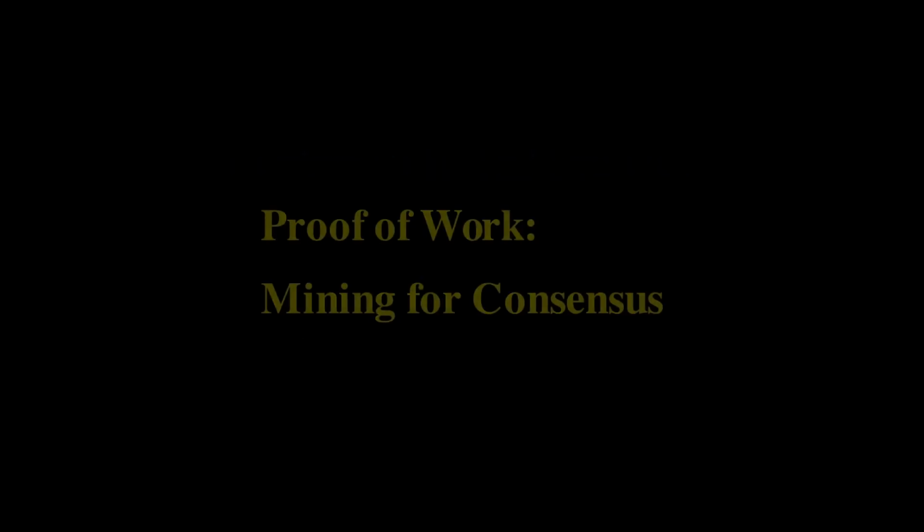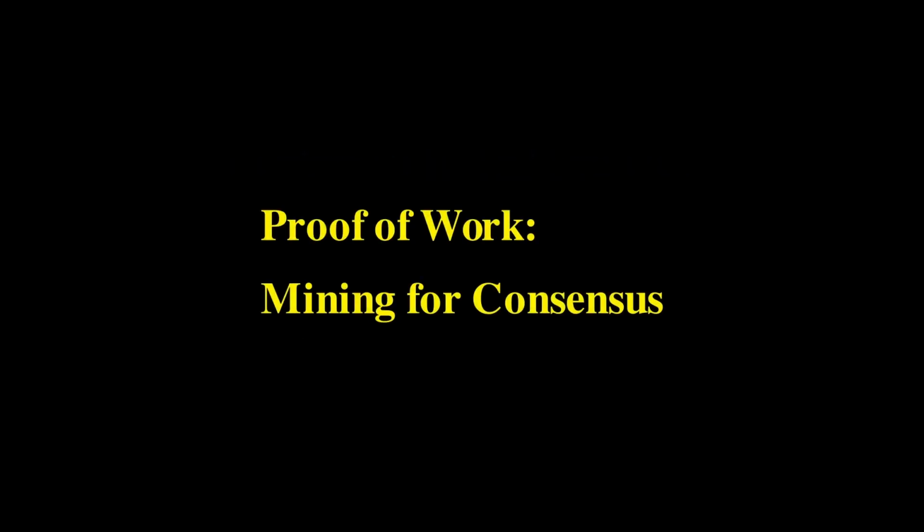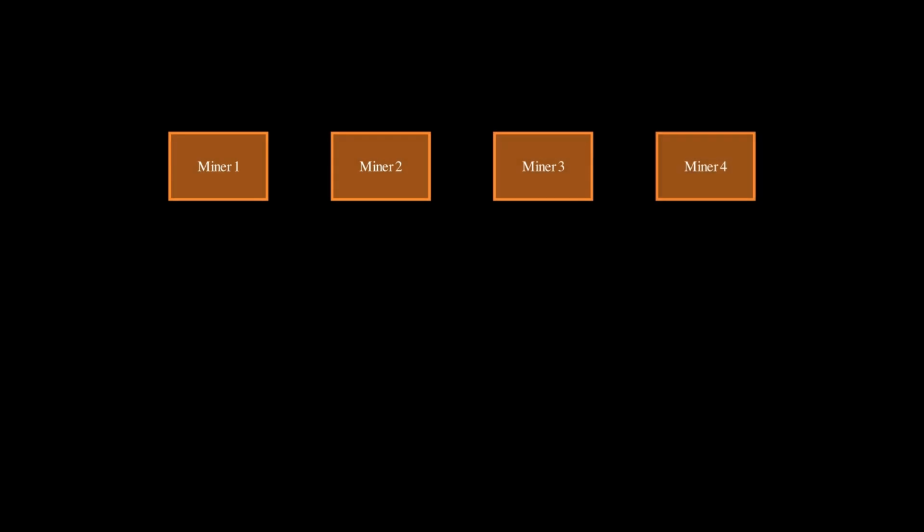Let's start with the granddaddy of them all, proof of work. This is what Bitcoin uses, and it's absolutely brilliant in its simplicity. Picture this, you've got four miners. These are specialized computers competing in a mathematical race. Each miner is represented by these orange boxes, and they are all racing to solve the same puzzle. The puzzle: find a number that, when you combine it with all the transaction data and run it through a hash function, gives you a result starting with multiple zeros. The more zeros required, the harder the puzzle.